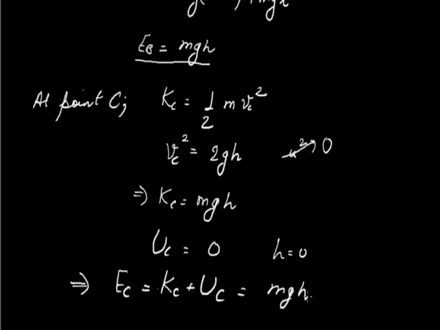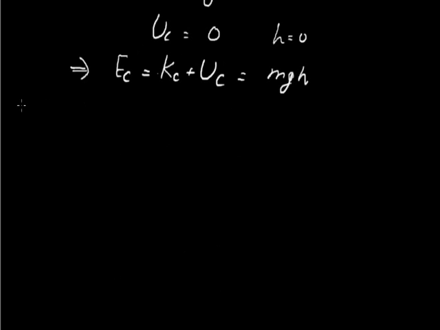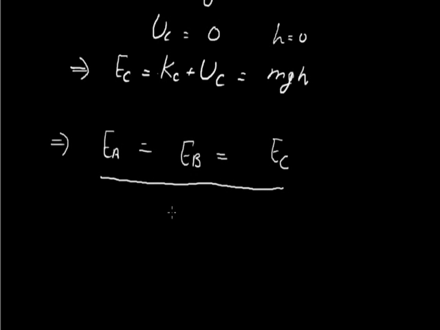So what we have observed in this process is that the mechanical energy at point A, at point B, and at point C is the same value. So it verifies the mechanical energy conservation for the conservative force field, that is the gravitational field, theoretically.